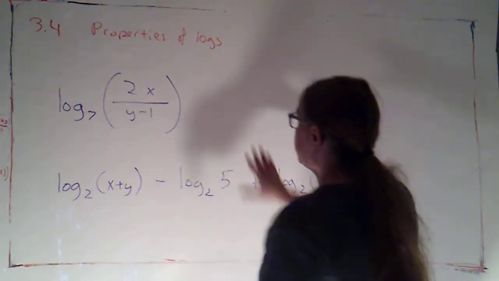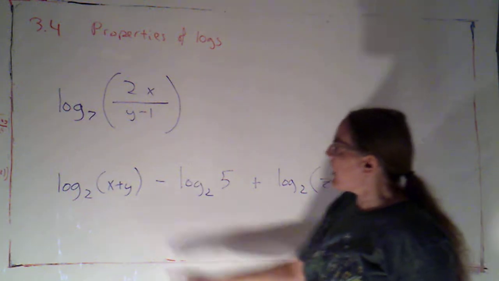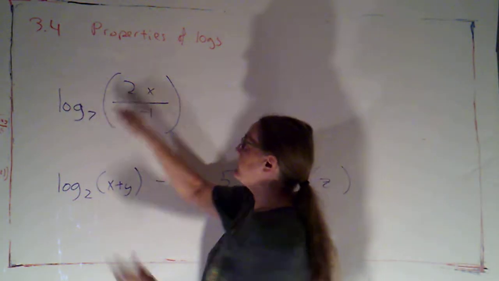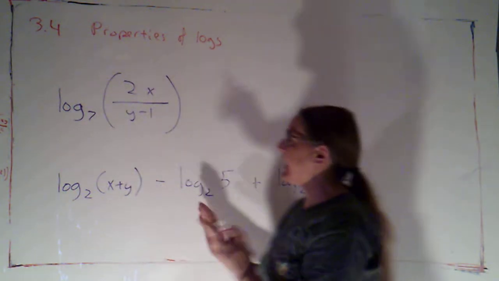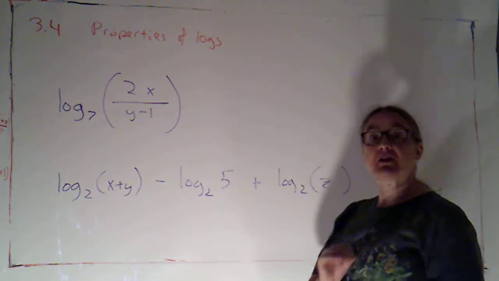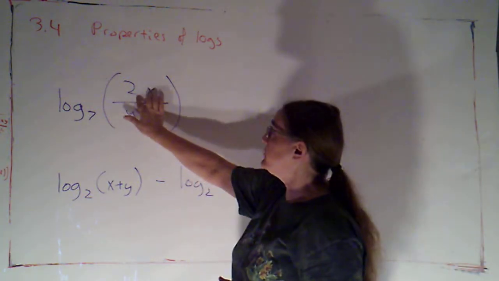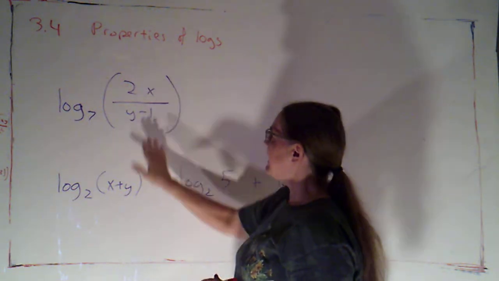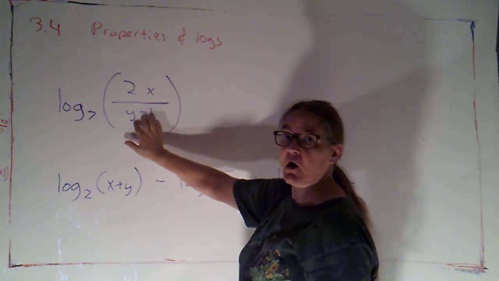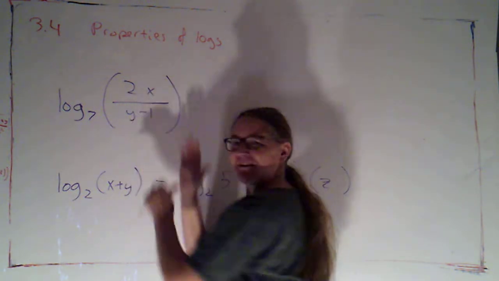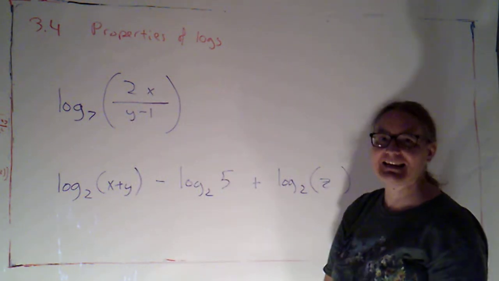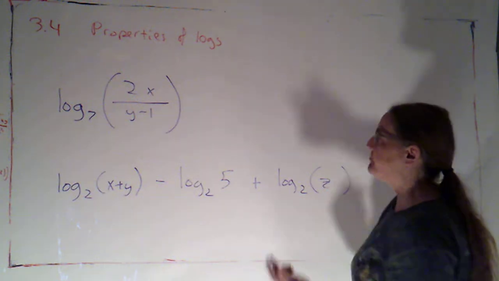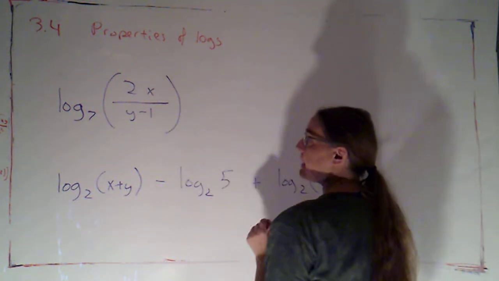So hopefully you've had a chance to try these problems. I've got one log here, base 7 of this fraction. I can see that fraction actually has three parts. There are two things multiplied together on top, a number and a variable x, and then I've got the bottom, y minus 1. I know that inside of the argument I can't simplify any addition and subtraction. So this is going to become a sum and difference.